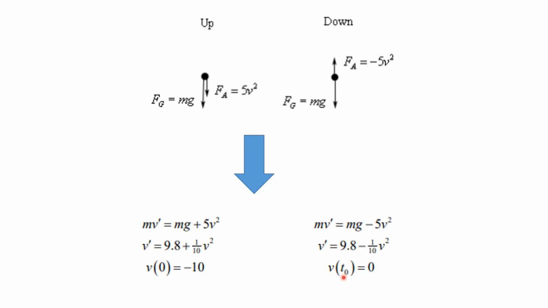There is a value we need to have called t0, which is the apex, or the time when it was at its highest height above the ground. So these are the two differential equations we have to solve, this one going up and this one going down.